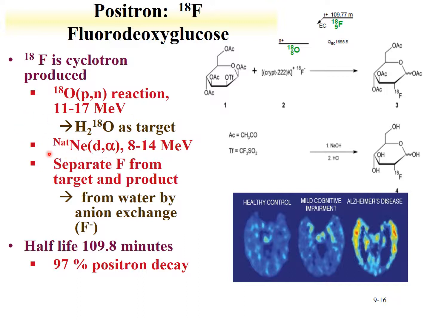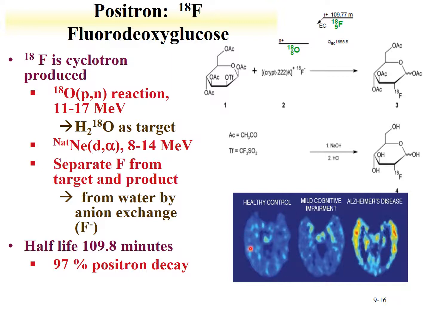Neon gas can also be hit with deuterium, an alpha product, for the fluorine-18. The fluorine is separated from the target and then chemically reacted onto compounds, and in this case glucose. The half-life of this fluorine isotope is a little over 100 minutes, with a large percentage decaying through positron decay. And the decay scheme is shown here, where the fluorine-18 decays through positron or electron capture to oxygen-18.